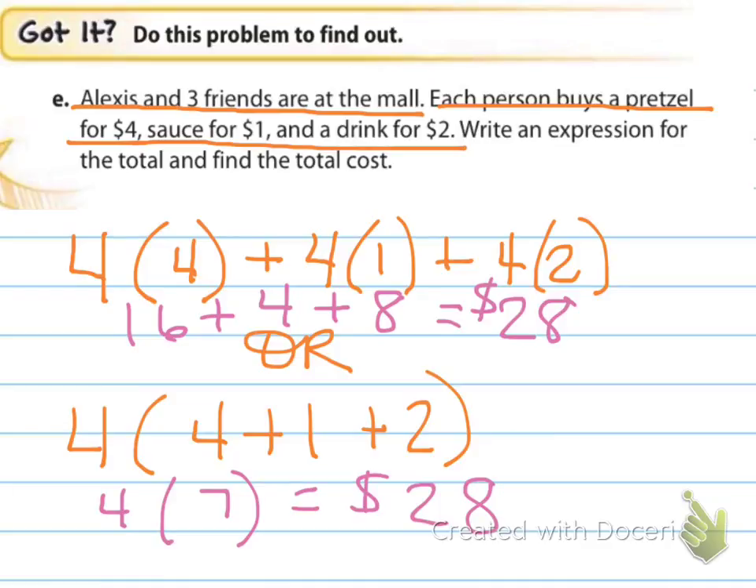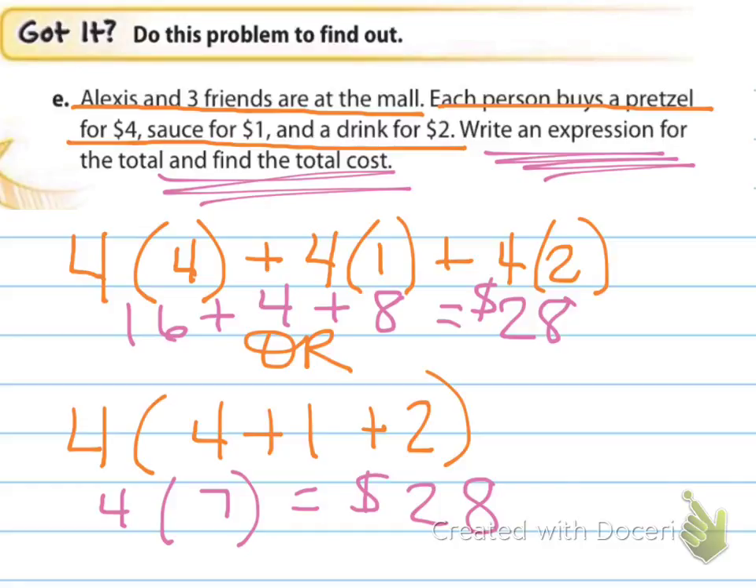Okay, I really like this problem. It says that Alexis and 3 friends are at the mall, and each person buys a pretzel for $4, sauce for $1, and a drink for $2. It wants you to write the expression for the total and find the total cost. So there's 2 parts to this. Now the expression that I came up with originally was doing 4 people, because it's Alexis and 3 of her friends, so that's 4 people altogether.